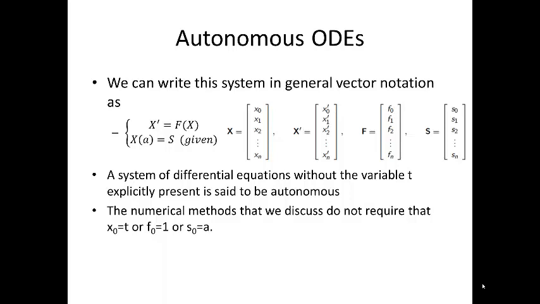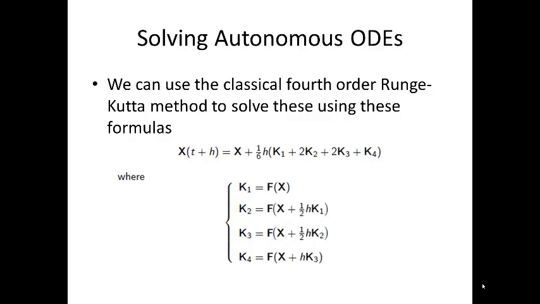Numerical methods that we discussed do not require that x0 equals t, or f0 equals 1, or s0 is equal to a. But we can use the classical fourth-order Runge-Kutta method to solve these formulas. And the fourth-order method is given on this slide. Here, capital X is equal to capital X of t, and all quantities are vectors with the n plus 1 components, except for the single variable h.